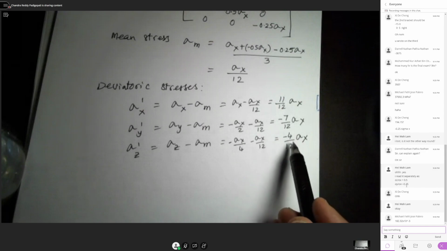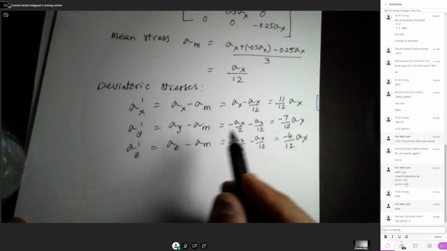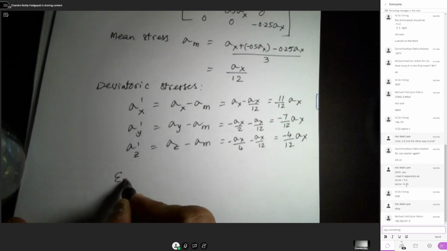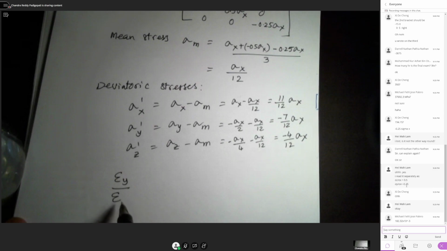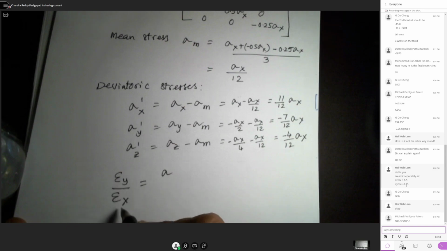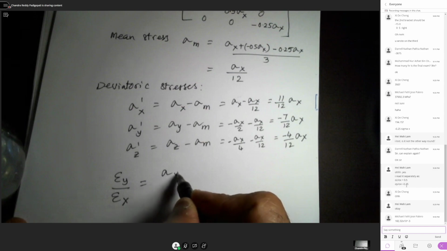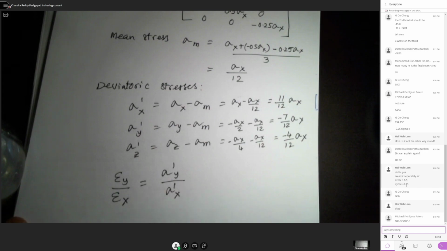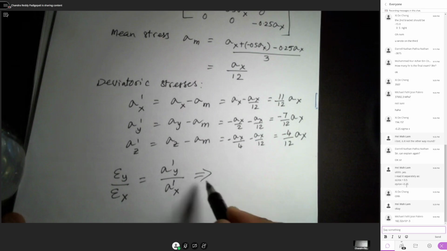Now the ratio of these deviatoric stresses will be equivalent to the ratio of the strain components along y and x. So you can write epsilon y over epsilon x, the strain along y over strain along x, is equal to the deviatoric stress along y over the deviatoric stress along x.